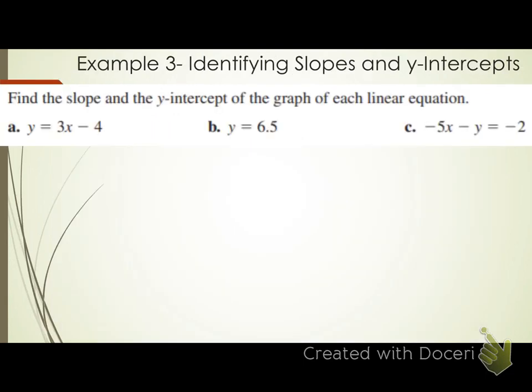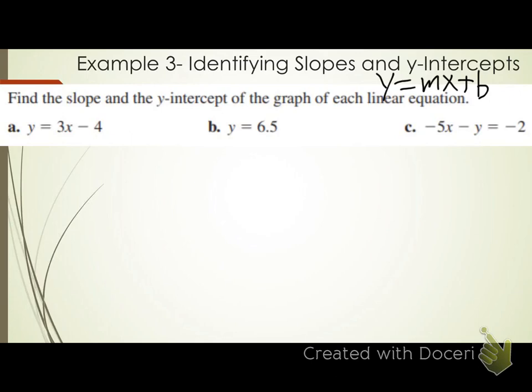Okay, moving on. Last example here, and I'll get y'all's assignment. Find the slope and the y-intercept of the graph of each linear equation. So what form do I need it in order to identify the slope and y-intercept easily? Y equals mx plus b. So if it's not in that form, I probably need to get it to that form first and then identify the slope and the y-intercept.